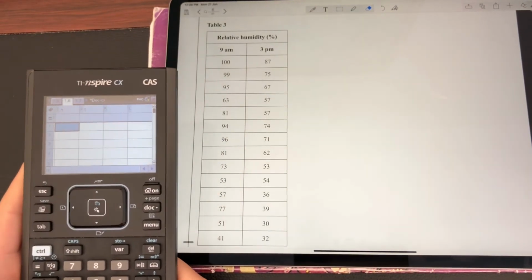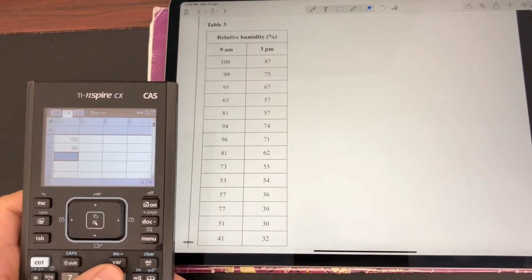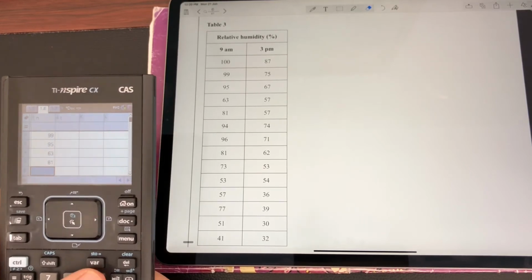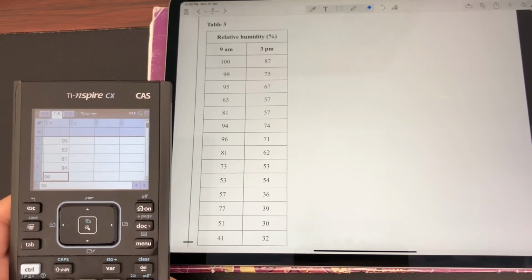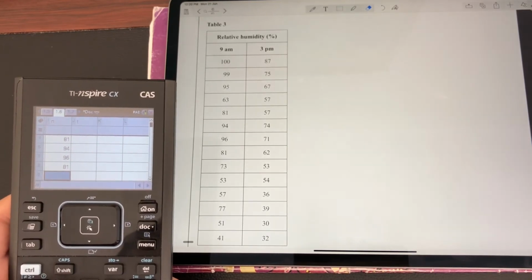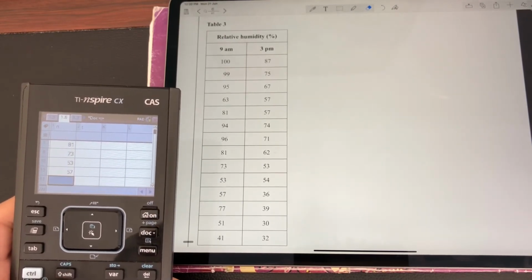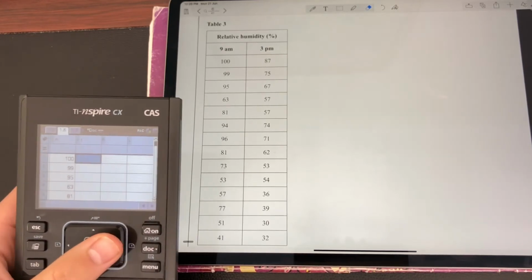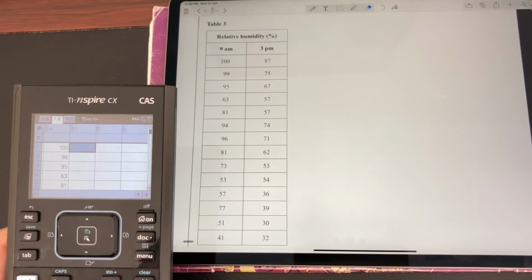So enter the values for 9 a.m.: 100, 99, 95, 94. Then enter the values for relative humidity at 3 p.m.